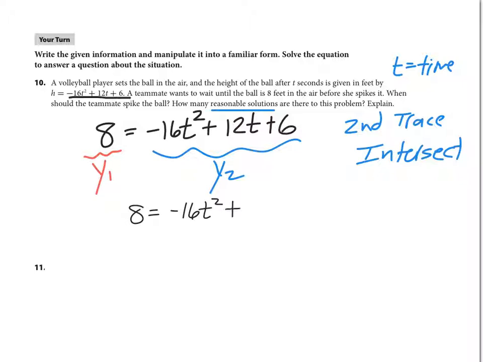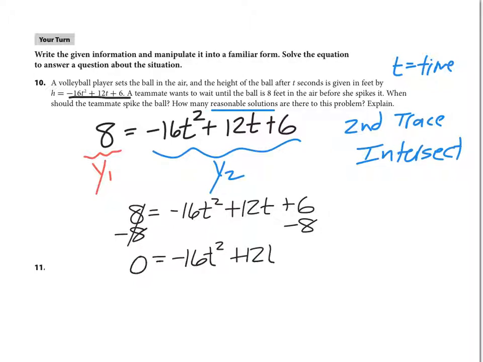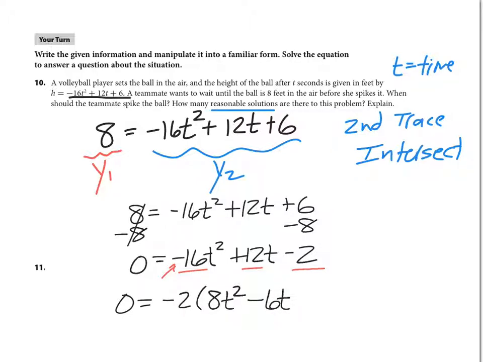So the first thing I want to do is get rid of this 8. Got to get it equal to 0, okay? So I have 0 equals -16t squared plus 12t minus 2. Look for a GCF. 2 will go into all those, and I'm going to take out a negative because it leads with a negative. So 0 equals -2 times (8t squared, -6t, plus 1). Now I've got to factor this.